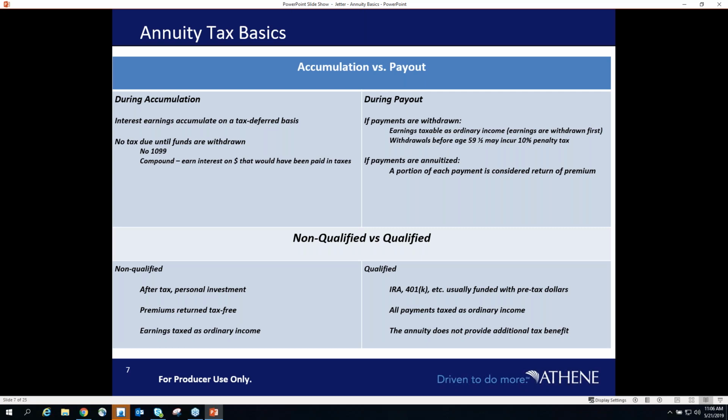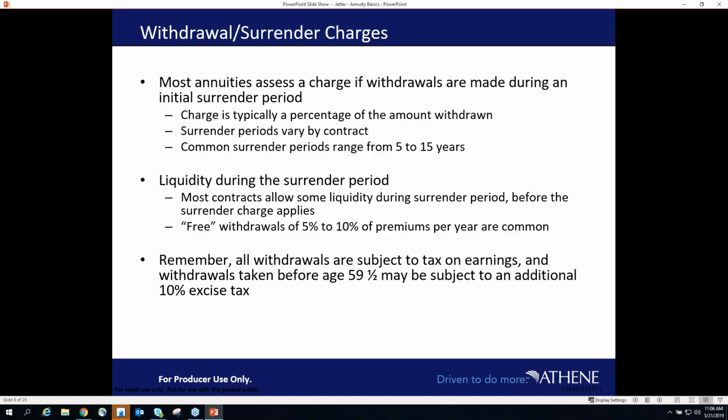On a qualified contract, which is going to be an IRA, a 401k, etc., usually funded with pre-tax dollars, all payments are taxed as ordinary income. The annuity does not provide additional tax benefits. Qualified money is already tax deferred, so putting qualified money in an annuity does not give you any extra tax deferral.